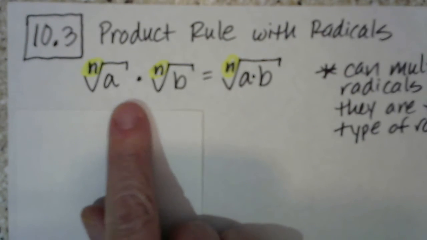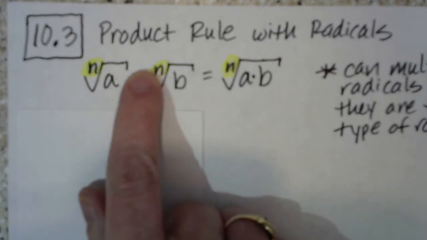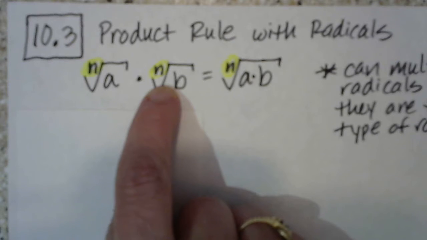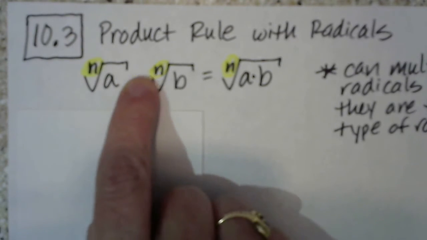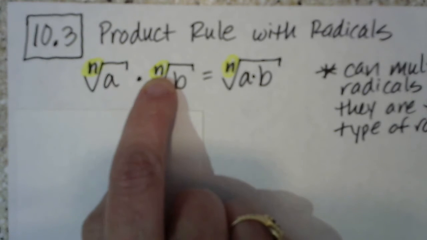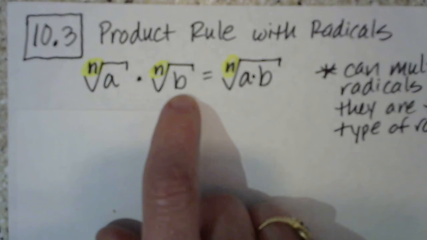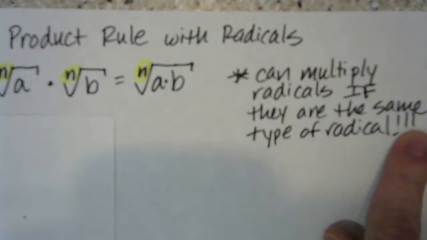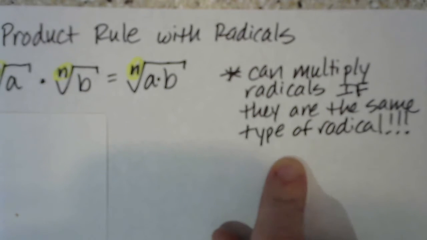You've got the product rule. I can only multiply radicals if they have the same number in the little corner of the radical, so the same type of radical. This is like the nth root and the nth root. Since they're both the same type, I can multiply whatever's under this one with whatever's under that one, as long as they're the same. So I wrote that over here for you.